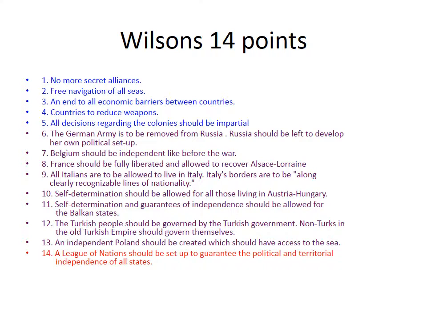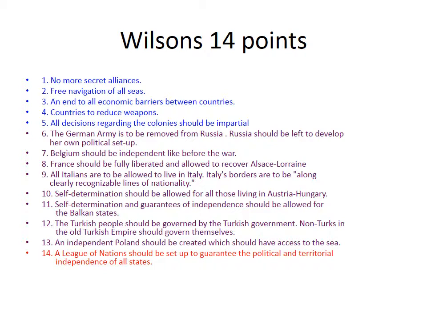So you can see the first 5 are referring directly back to those causes we talked about, right? Imperialism has to do with colonies, and freedom of the seas has to do with huge amounts of military, and of course reducing weapons has to do with that militarism. So you have to understand those causes so that you can then understand Wilson's first 14 points.